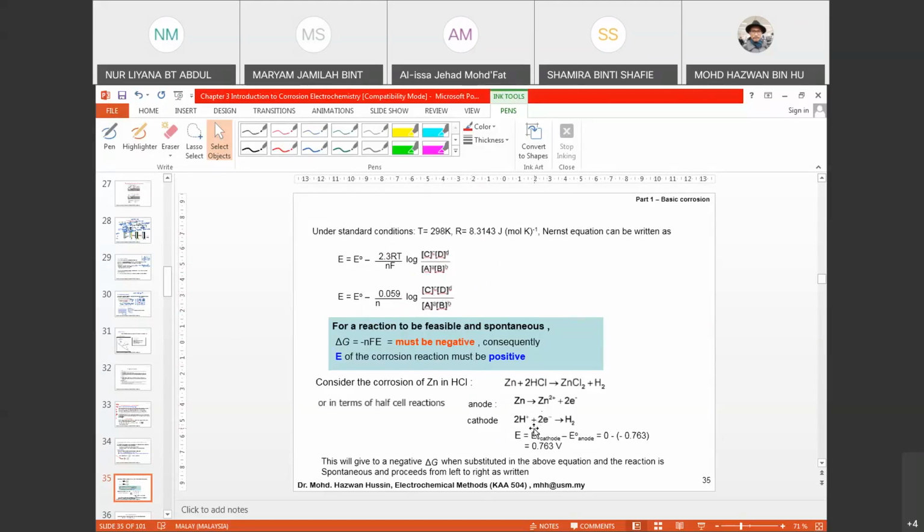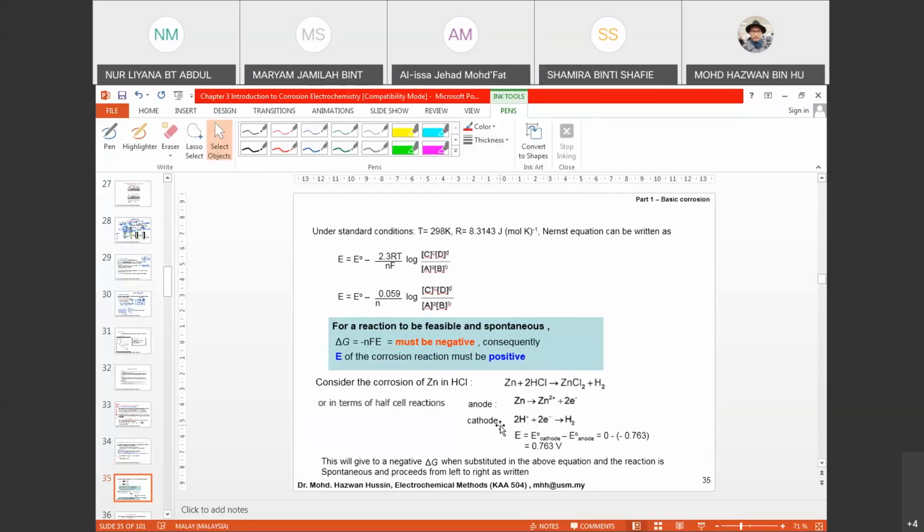Okay, so consider the corrosion of zinc in HCl. This is the reaction that you will see: the formation of zinc chloride plus hydrogen gas. Zinc chloride is assumed as the oxidized form of zinc, because the half cell reaction at the anode is the formation of Zn2+. When Zn2+ reacts with Cl minus, it will form zinc chloride.